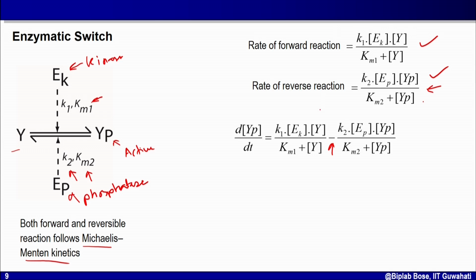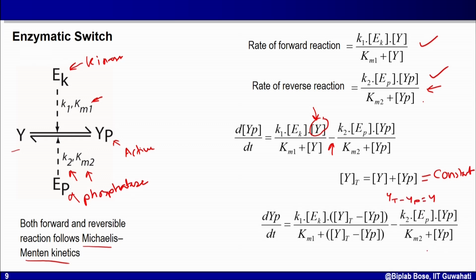Now, Y is the amount of free Y. I can convert this in terms of amount of total Y and phosphorylated Y, considering a conservation. So I can consider total amount of the substrate Yt is equal to free Y plus concentration of phosphorylated Y, and I can consider this as constant. So with time Yt is not changing, so I can replace this Y by Yt minus Yp. So that's what I have done.